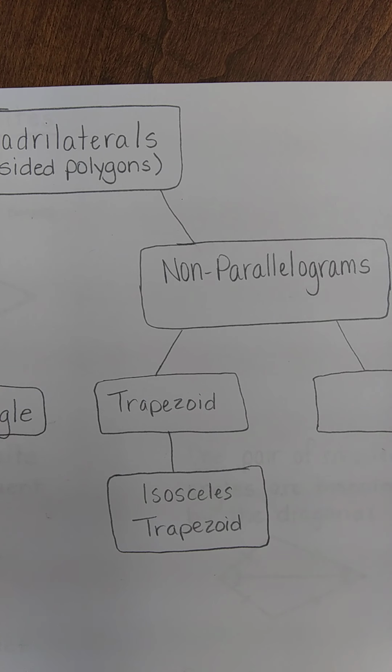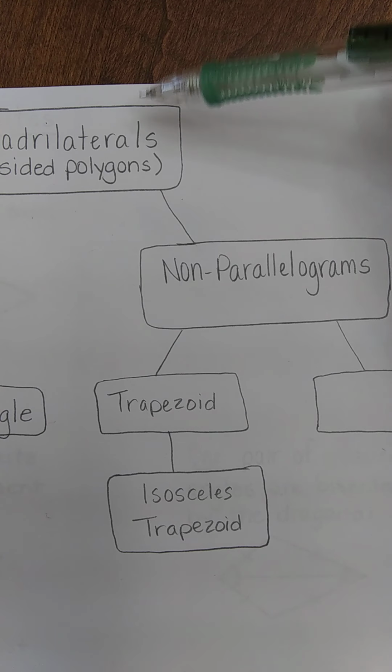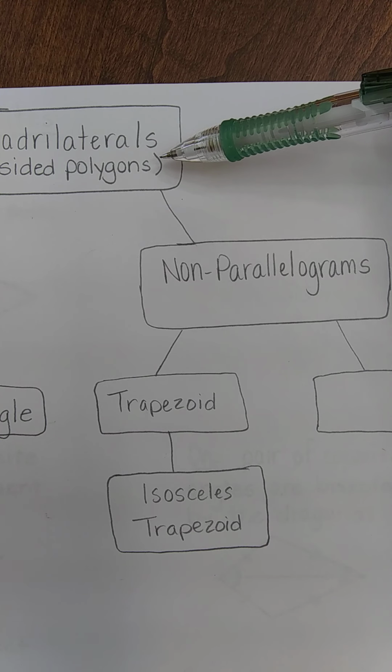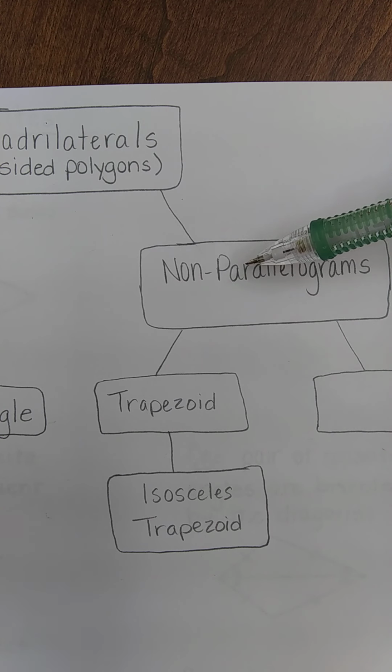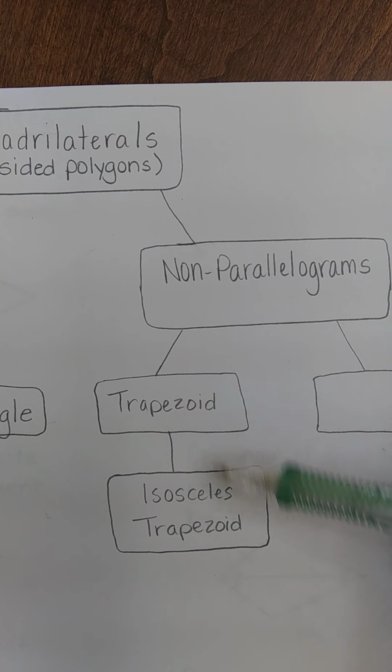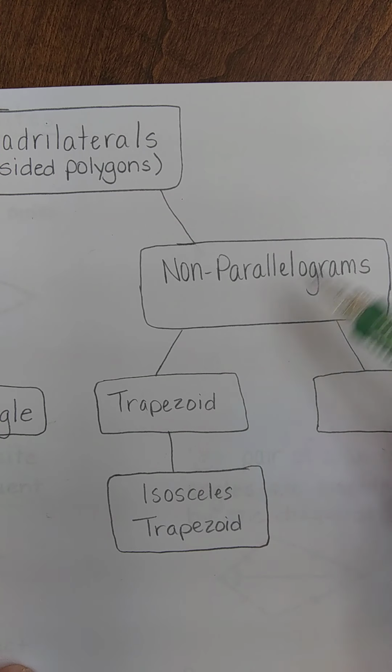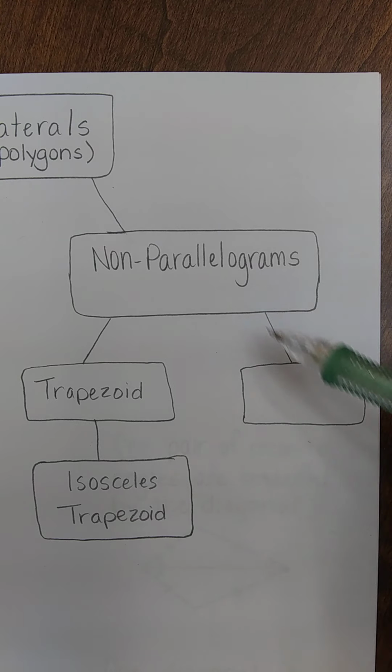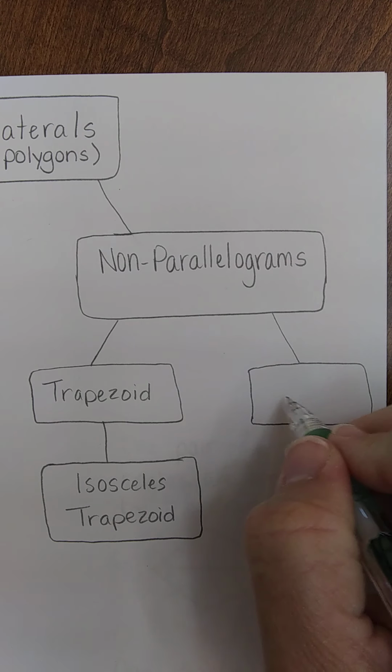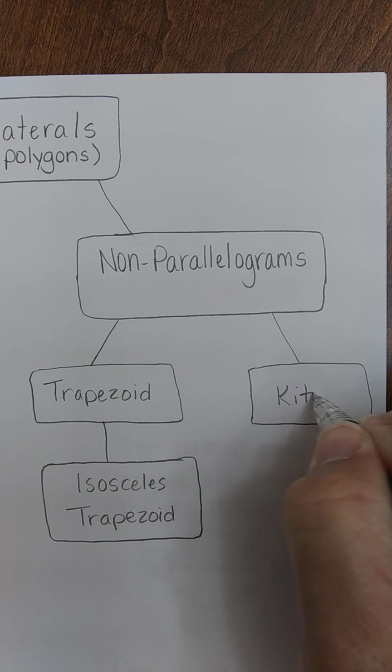Today we're going to look at the other portion of the non-parallelograms. So remember, these are quadrilaterals, so they're four-sided polygons, but we're looking at non-parallelograms. We've already looked at the trapezoid and the isosceles trapezoid. Now, unrelated to that, because it's its own offshoot down our hierarchy, is the kite.